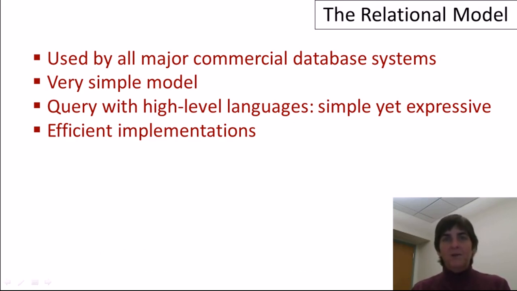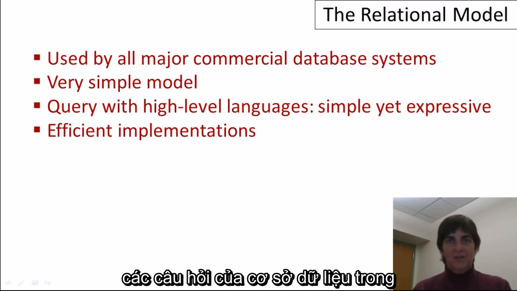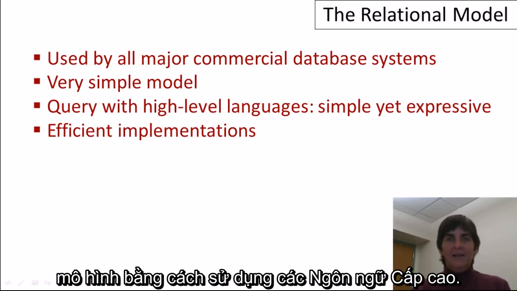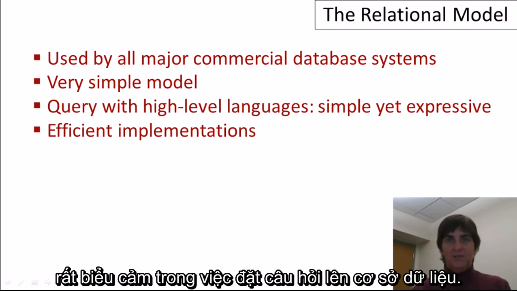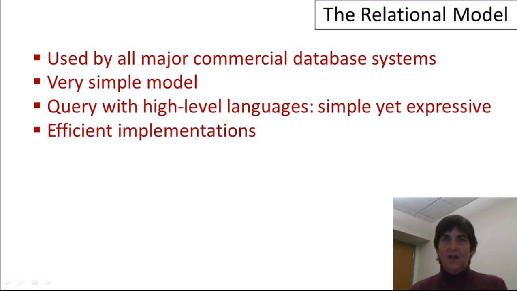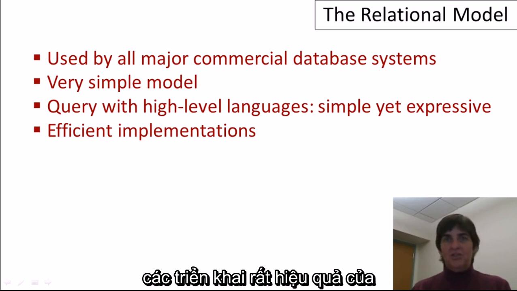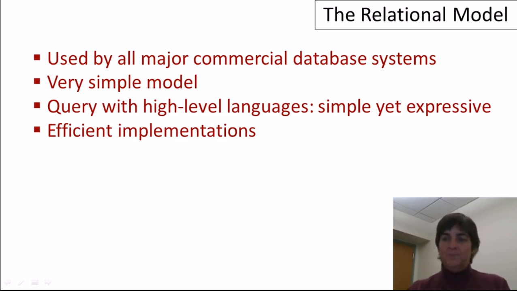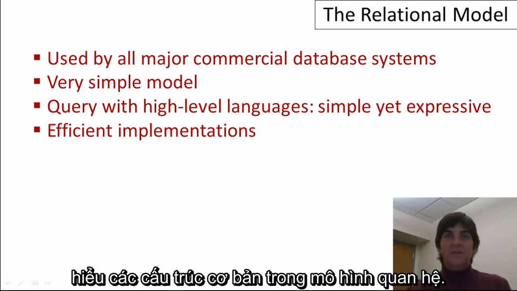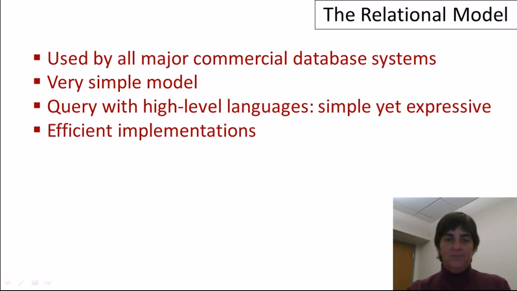Furthermore, it can be queried. By that I mean we can ask questions of databases in the model using high-level languages. High-level languages are simple, yet extremely expressive for asking questions over the database. And finally, very importantly, there are extremely efficient implementations of the relational model and of the query languages on that model. So let's move ahead and understand the basic constructs in the relational model.